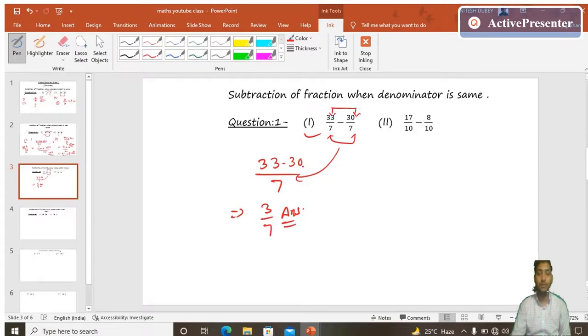Okay, so if the denominator is the same, put the denominator as has been given by the question and subtract the numerator value. Okay, so in this case we have got 3 by 7 as an answer.